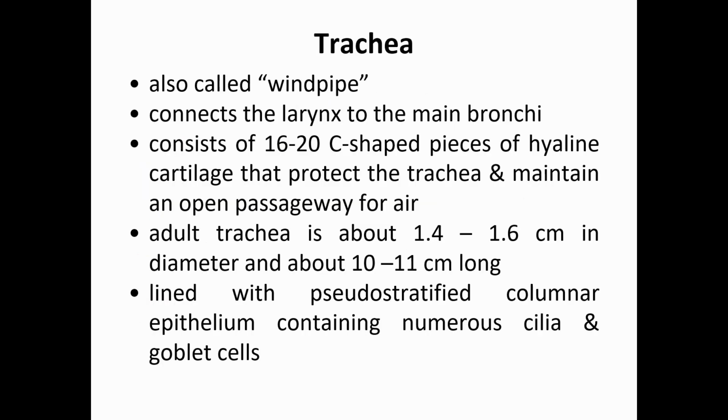Next, you have your trachea, also called your windpipe. This connects the larynx to the main bronchi, and consists of 16 to 20 C-shaped pieces of hyaline cartilage that protect the trachea and maintain an open passageway for the air. The adult trachea is about 1.4 to 1.6 centimeters in diameter and about 10 to 11 centimeters long, lined with pseudostratified columnar epithelium containing numerous cilia and goblet cells.